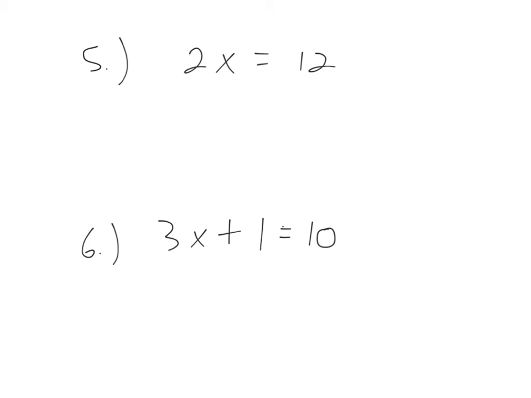All right, and number 5, 2 is being multiplied by x. If you see just 2 and a variable, that just means multiplication. How do you cancel out multiplication? You do that with division. So we'll divide both sides by 2, and we get x equals 12 divided by 2, which is 6.